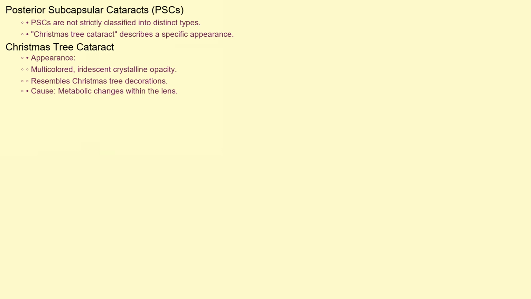While we don't typically classify PSCs into distinct types, in the same way as some other conditions, the term Christmas tree cataract is sometimes used to describe a specific appearance of some PSCs. In these cases, the opacity has a multicolored, iridescent crystalline appearance, resembling the decorations on a Christmas tree. This is usually related to specific metabolic changes within the lens, but doesn't necessarily change the treatment approach.